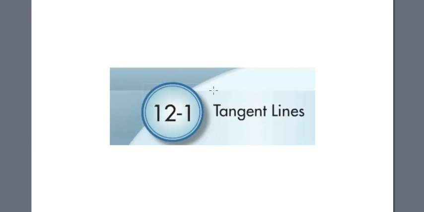Okay, so we're going to talk about tangent lines. The main takeaway on a tangent: when a line is tangent to a circle, that simply means it touches that circle at exactly one point, and when we take the radius of that circle, that forms a right angle right there.